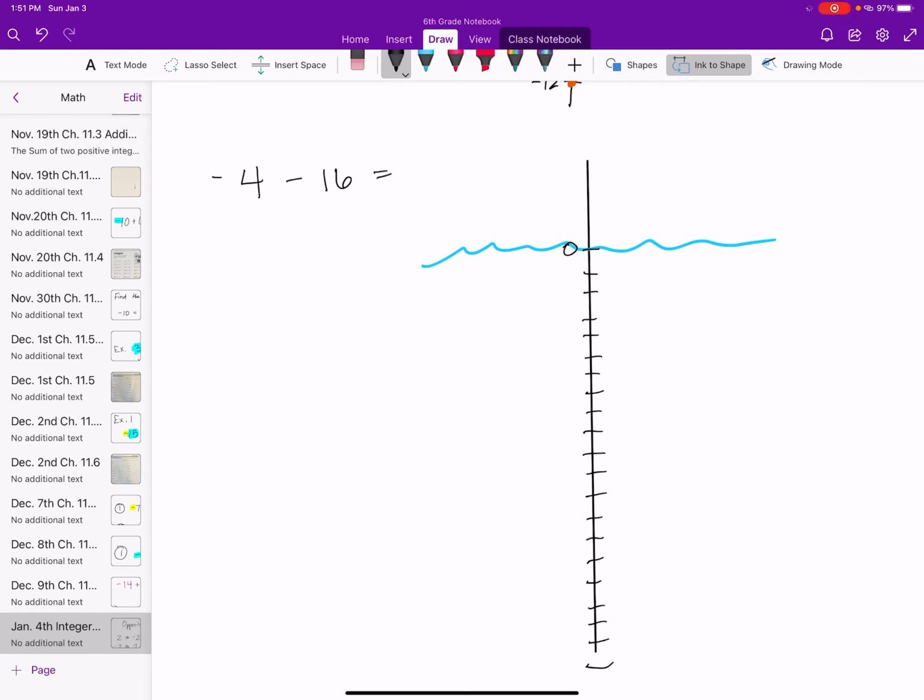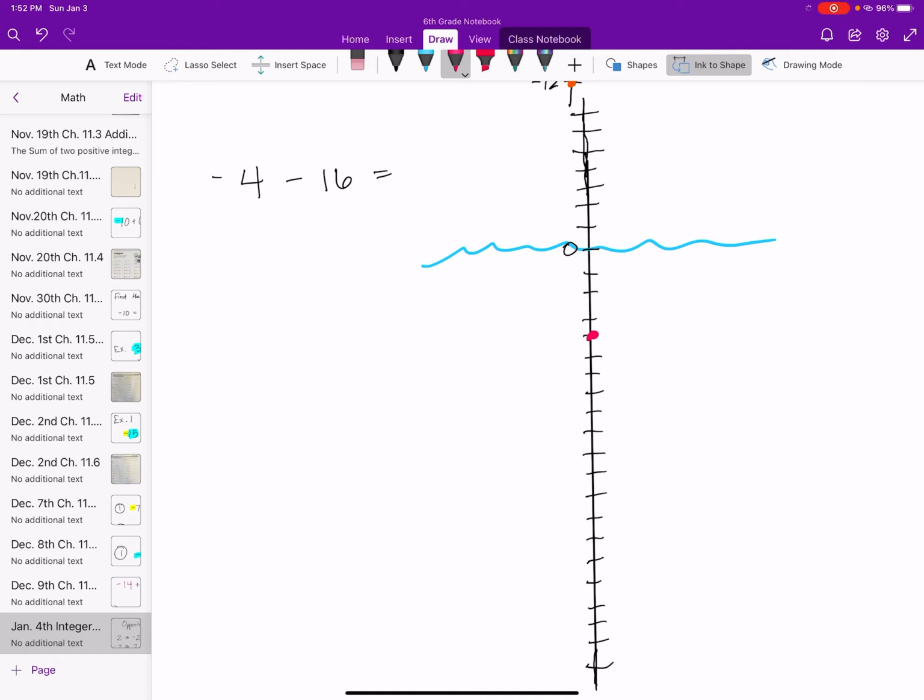I didn't quite draw my number line long enough, so there we go. And 1, 2, 3, 4. Okay. So here we're going to start at negative 4 on our number line. So we're going to count down 1, 2, 3, 4.